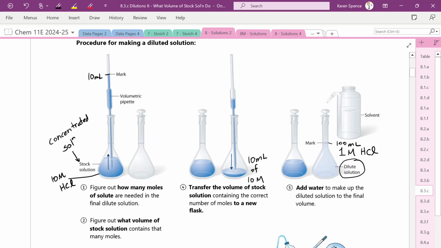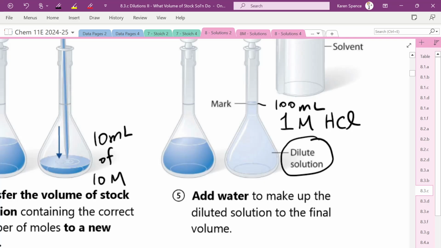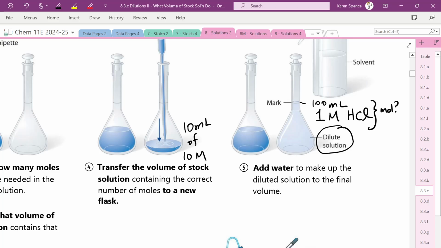Now, that's kind of going at it backwards. What I really want to do is say, I would like to know how many moles are needed. How many moles do I need? And then I would say, what volume of my stock contains that many moles? Okay.